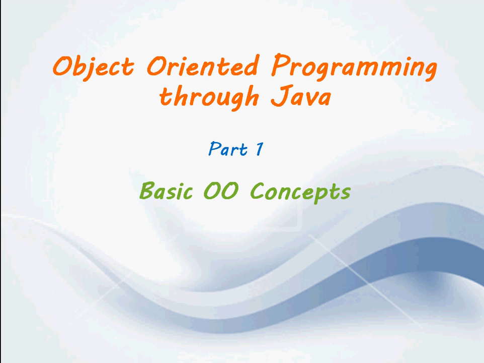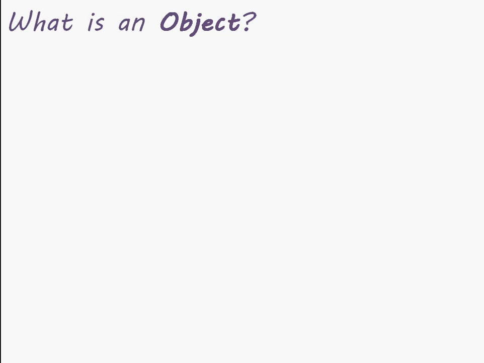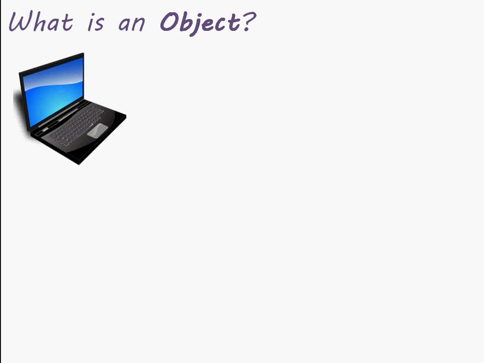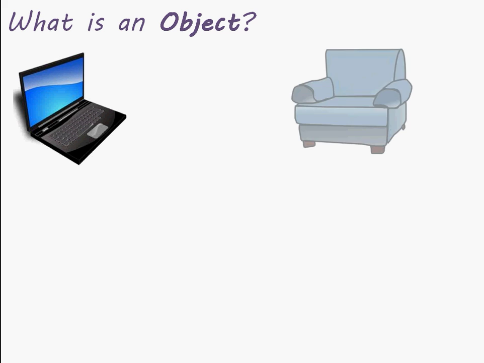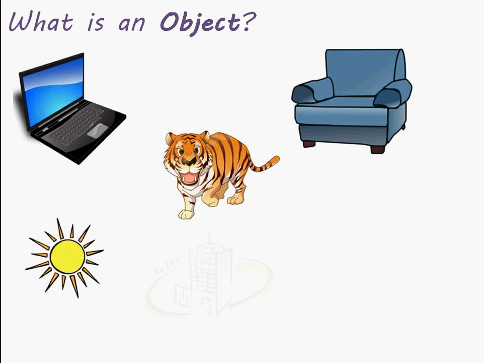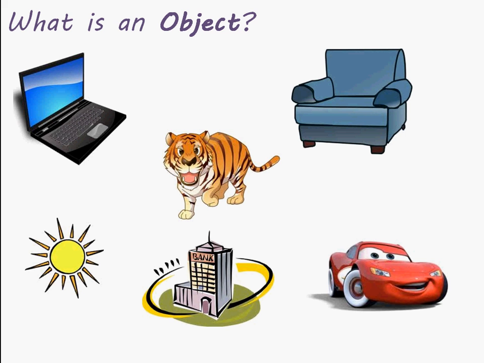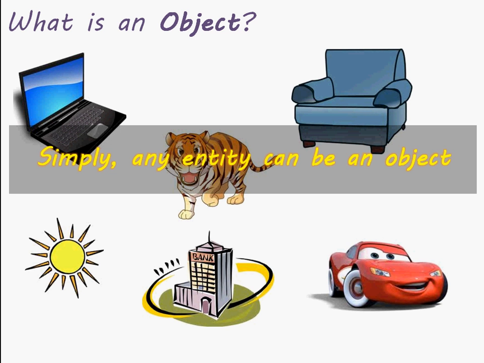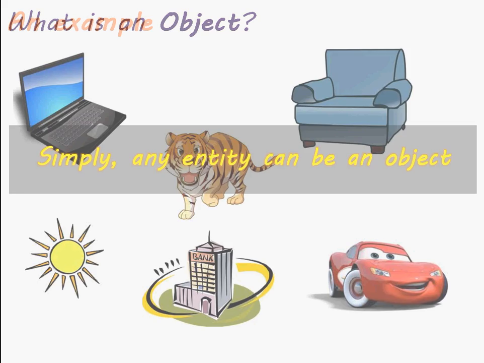In this part, we will understand some of the object-oriented principles before we get on to Java programming. First of all, we need to understand what is an object. An object can be any real-world entity like a laptop, a chair, an animal, the sun, bank, or a car. In fact, simply to put, any entity can be an object.